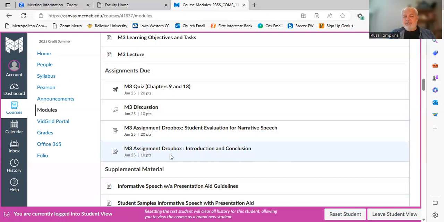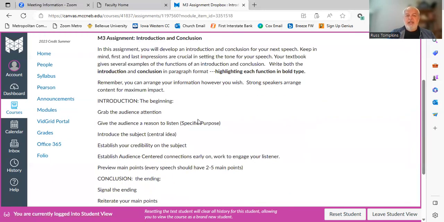Then your last assignment is this Dropbox assignment. It's basically to write an introduction and a conclusion that is possibly going to be used in your next speech, which is your demonstration speech, the informative speech with presentational aid. So I want to look at this because you'll notice in your introduction, there are different things listed here that I want you to use as labels. And then next to each or underneath each is where you write your introduction, and then you use these labels and place them in the introduction to tell me what this is.